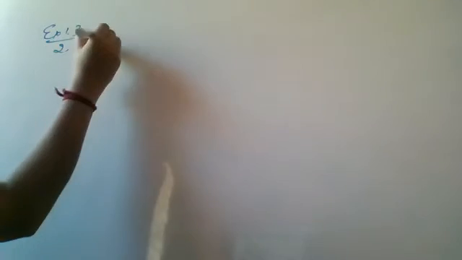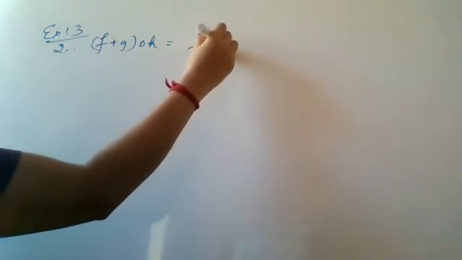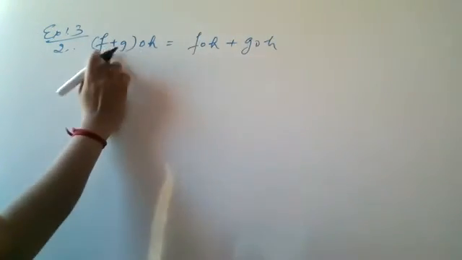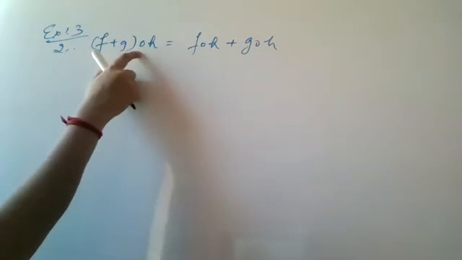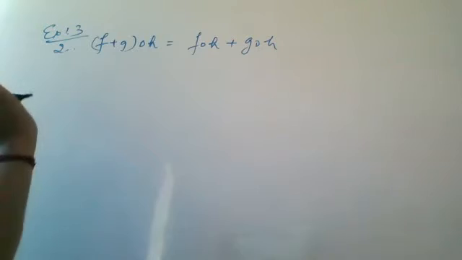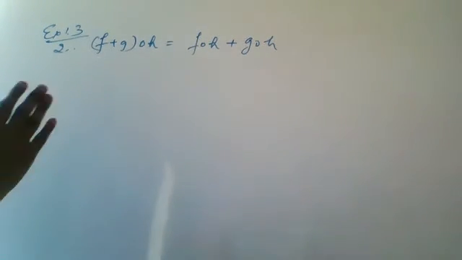Next one is the second one. F, G, H are functions from R to R. Show that (F plus G) composition H is equal to F composition H plus G composition H. That means actually a distributive law, the distribution of addition and composition. Now how will you prove? You have to take a general element and then solve it both sides separately.